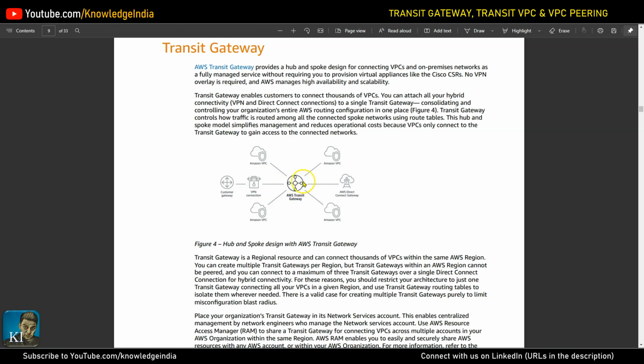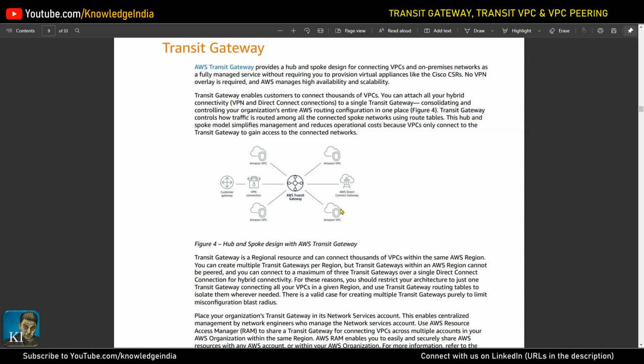So basically, you don't have to do a VPN connection to every VPC. You don't have to, right? You can just do the on-prem connectivity and let it reach the Transit Gateway, and then from Transit Gateway, traffic can go to all the VPCs. You can do that easily, and it becomes a lot cleaner.